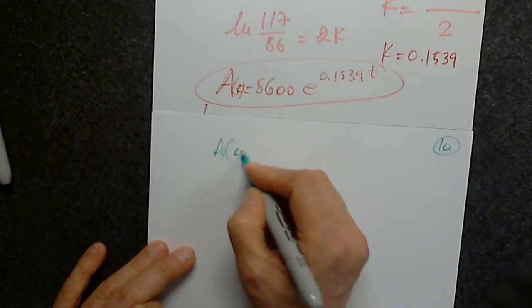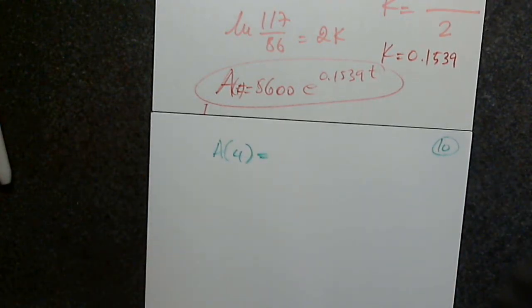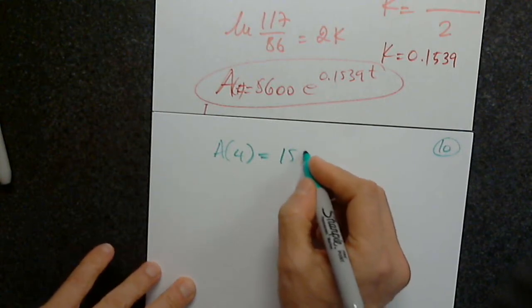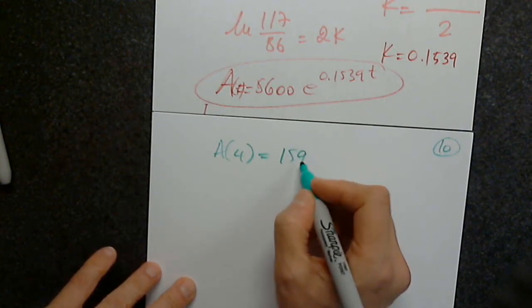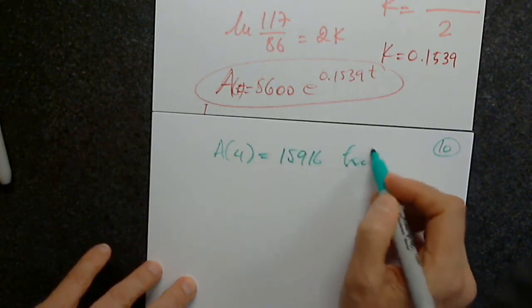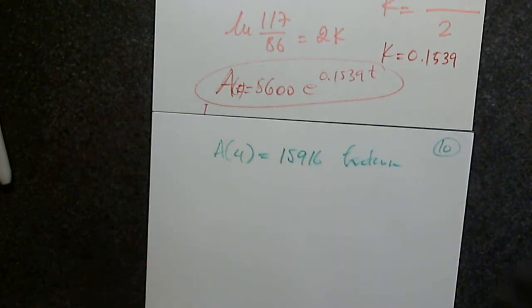So A of 4 is 15,916.59. Yeah, I cannot have a partial bacteria. Okay, I can round up. It doesn't give me another bacteria. After how many hours will the number of bacteria reach 50,000?